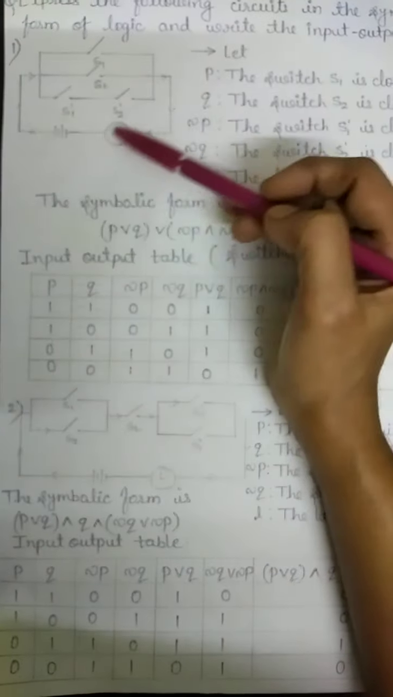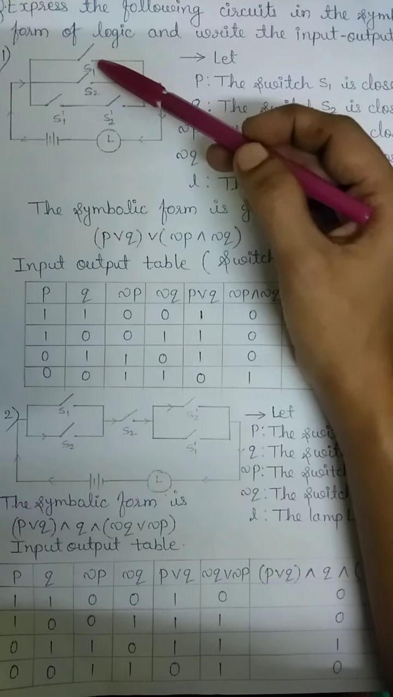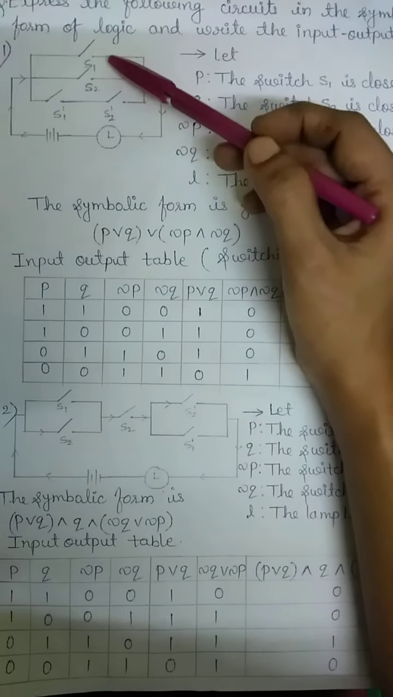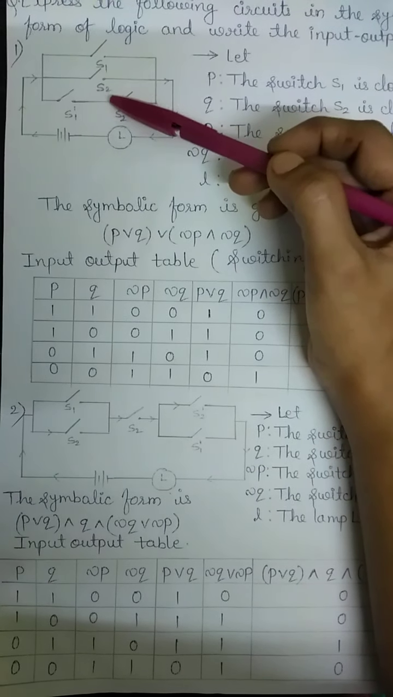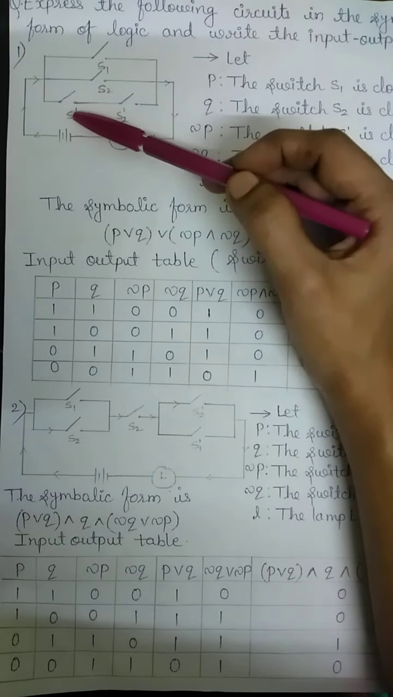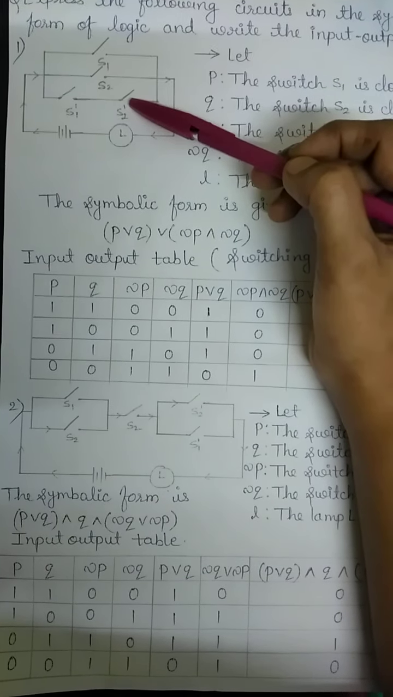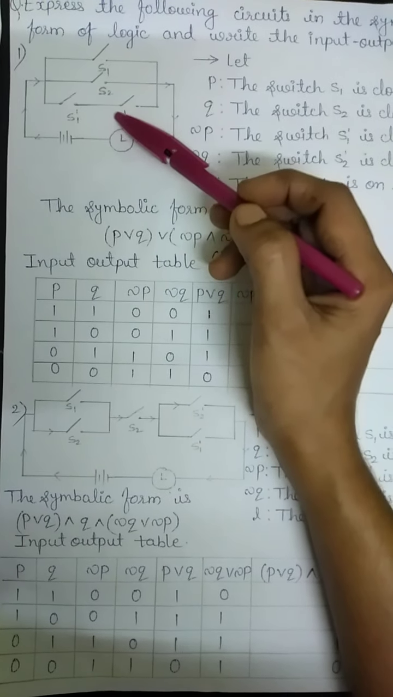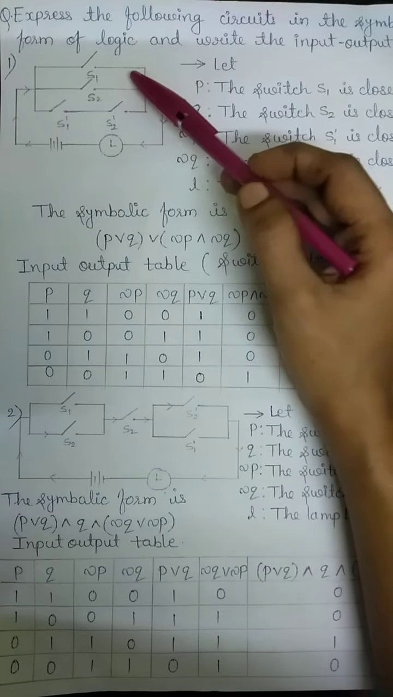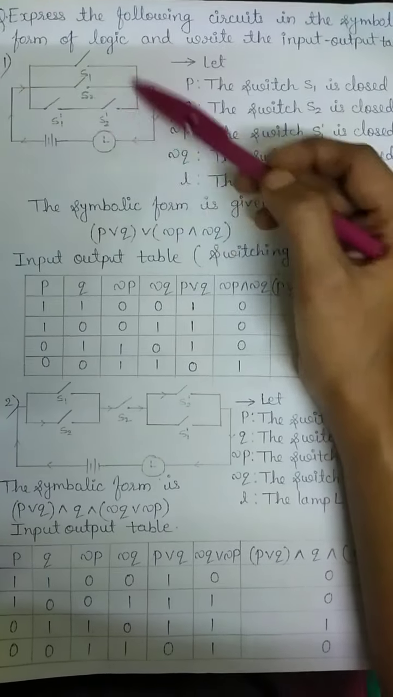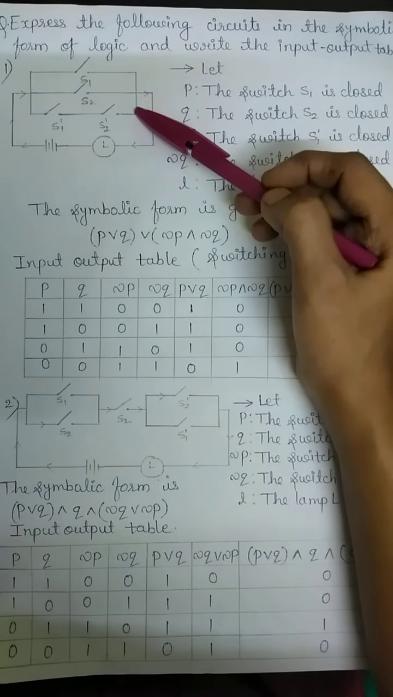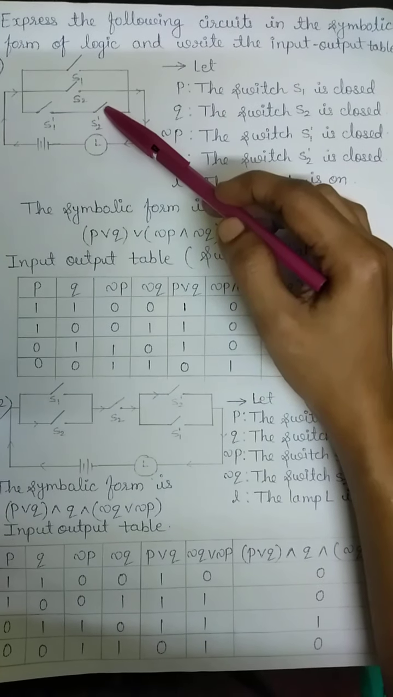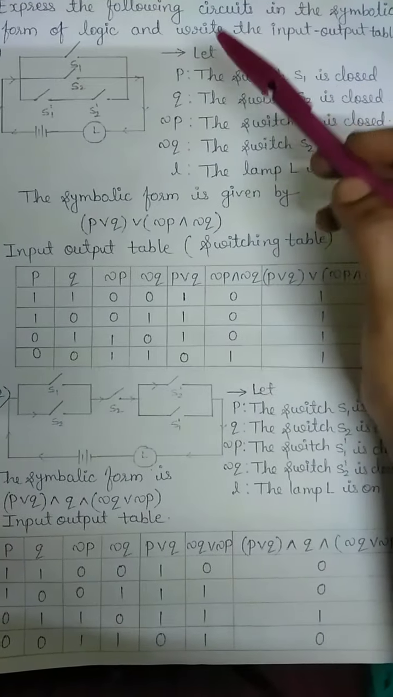Now here this circuit diagram is given where S1 and S2 are connected in parallel, and these two switches are again connected in parallel with S1 dash and S2 dash, and this S1 dash and S2 dash are connected in series. Now first we need to write the symbolic form for this circuit and then we will construct the input output table. Now since here also only two switches are present, we will consider P and Q.